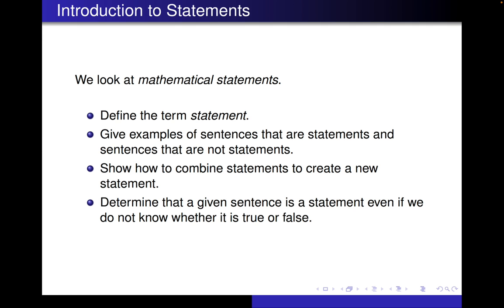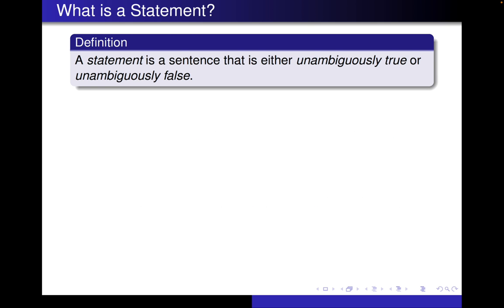And finally, we're going to look at what happens if you have a sentence, determine whether or not it's a statement, even if you don't know whether it's true or false. So we'll get into those details in a little bit. But for right now, let's actually just talk about what a statement is. A statement is just a sentence that is either unambiguously true or unambiguously false. And I want you to note that you don't necessarily have to know whether it's unambiguously true or unambiguously false, but you know it is one of those.